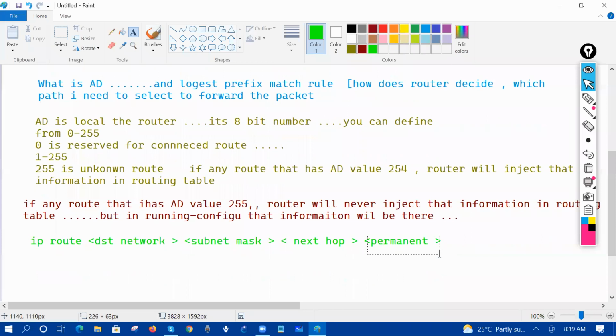It's the permanent keyword. If you remember, I told you that if the next hop is not reachable, the router will remove that information from the routing table. In that case, the router is just increasing the CPU usage. Take an example: if the interface is bouncing, meaning flapping, the router CPU will be hit, right? To avoid this, we can use the permanent keyword. With the permanent keyword, if your next hop is not available, the router will still maintain this information in the routing table.